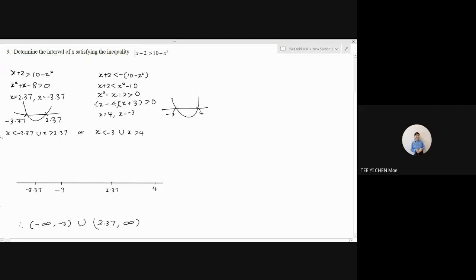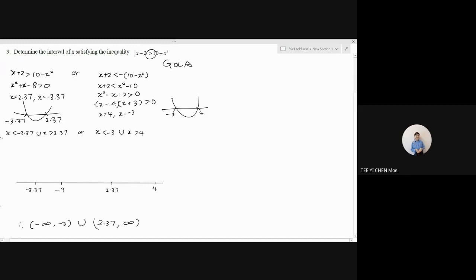Question 9. Determine the interval of x satisfying the inequality. Absolute value of x plus 2 is greater than 10 minus x squared. Okay, this is an absolute inequality, and I'm going to use Gola because on the right side, it's not a constant, and also it's not an absolute value. So I'm going to use Gola, and since it is greater than here, so I'll write OR.